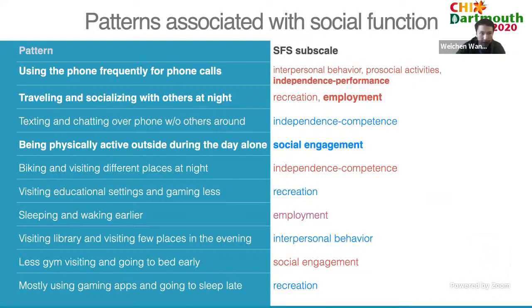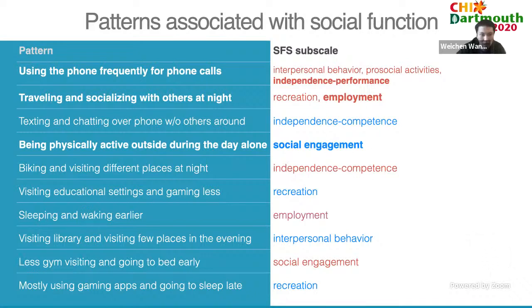Using the phone frequently for phone calls is associated with higher scores on interpersonal behavior, prosocial activities, and independence performance. Traveling and socializing with others at night is associated with high scores of recreation and employment. Texting and chatting over the phone without others around is associated with lower scores of independence competence. Being physically active outside during the day alone is associated with lower scores of social engagement. Biking and visiting different places at night is associated with higher scores of independence competence.